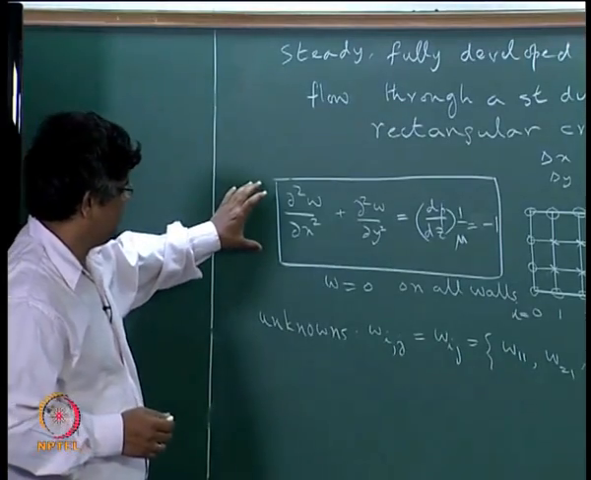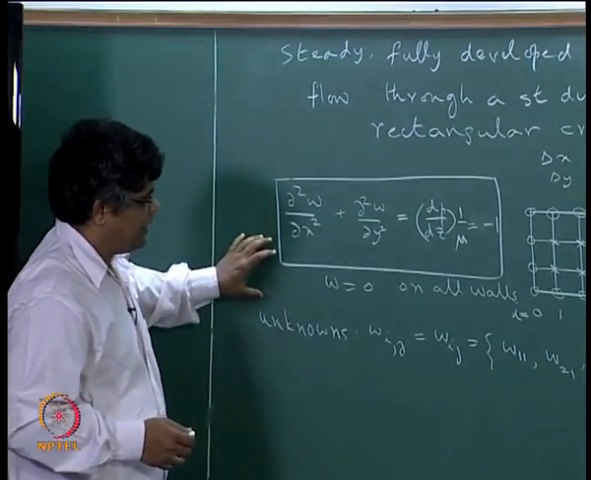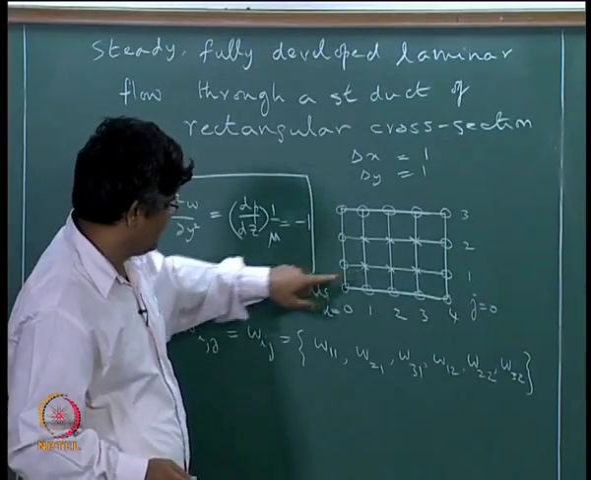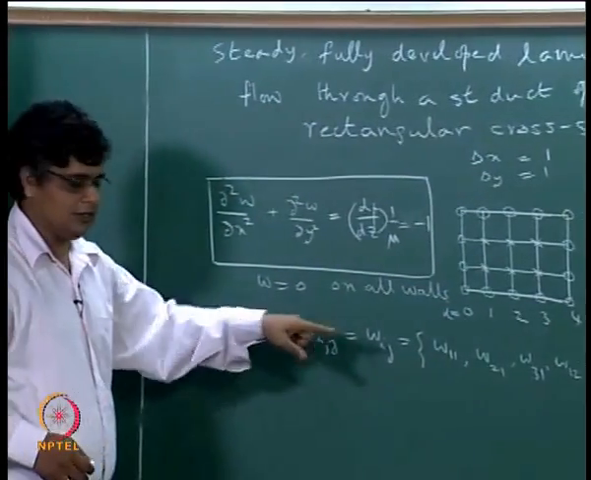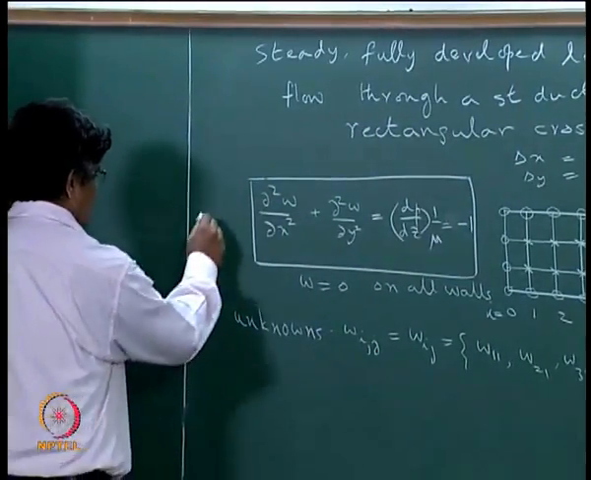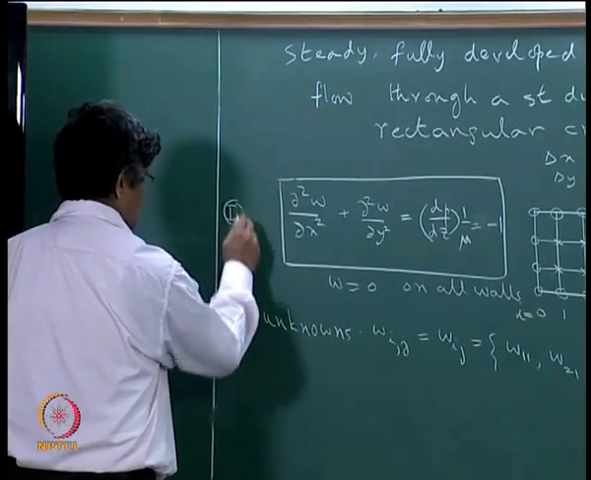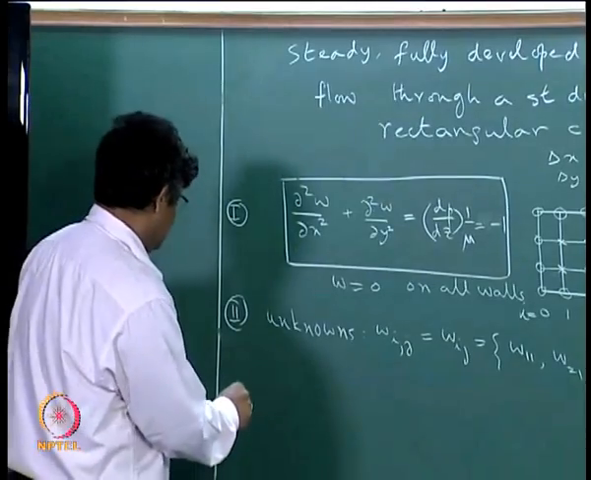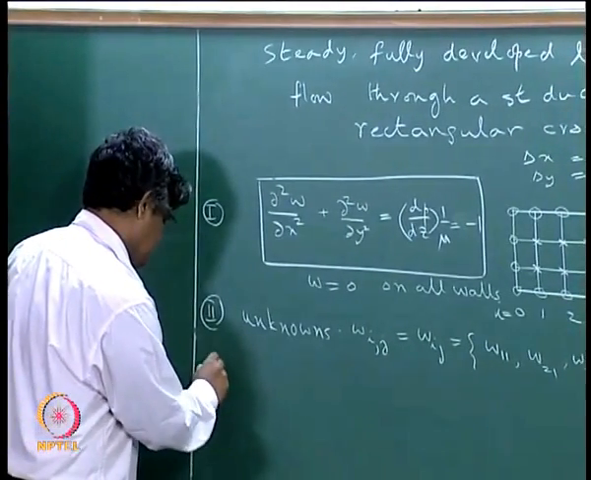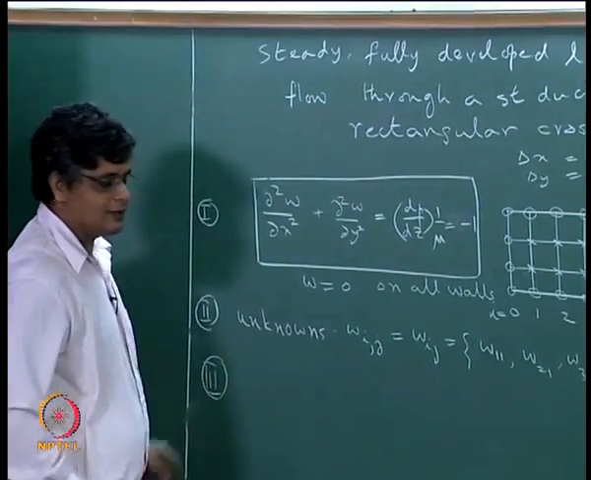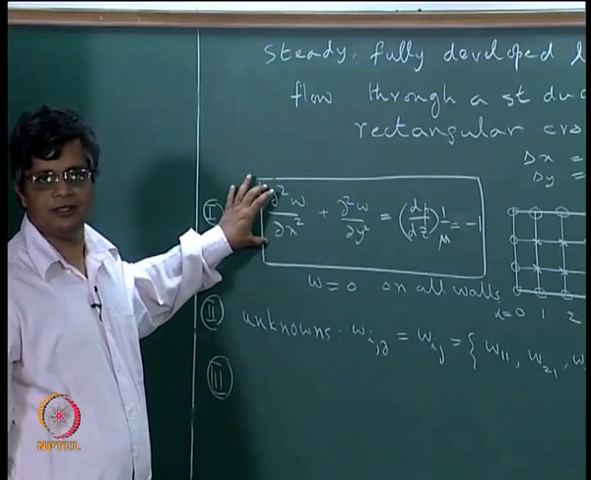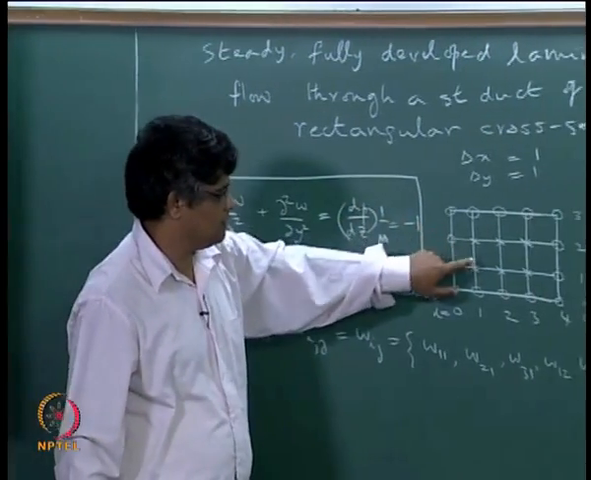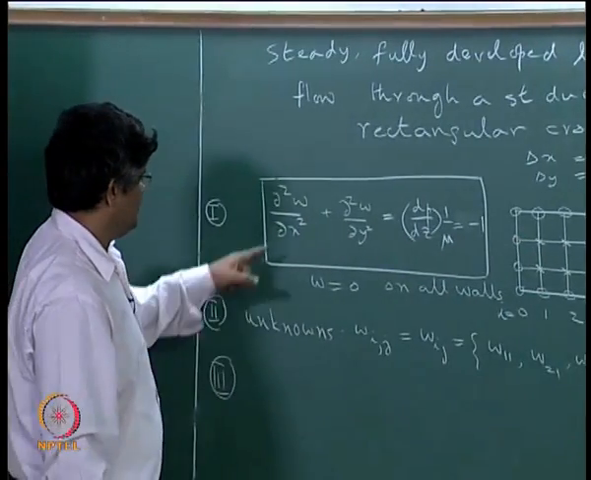So we have taken the equations and we have discretized the points, and we have located the unknowns here. So the next point, this is step 1, step 2, and the third step is to write down the approximate form of these equations, this equation, which is going to be valid at each point.